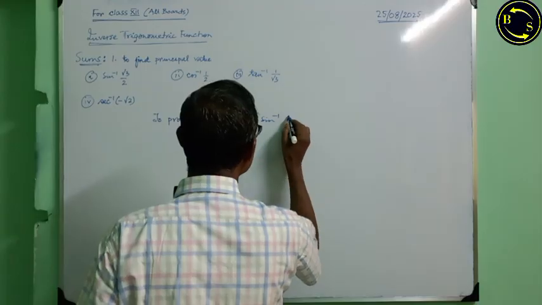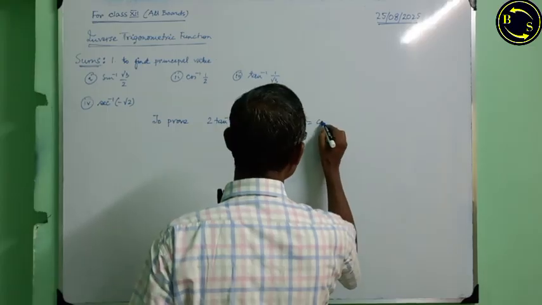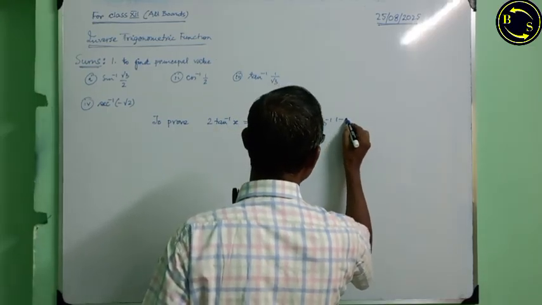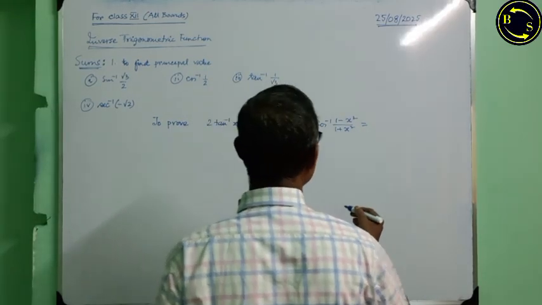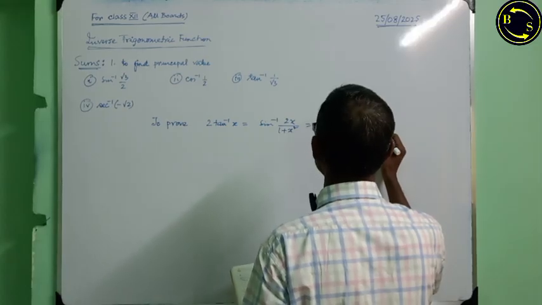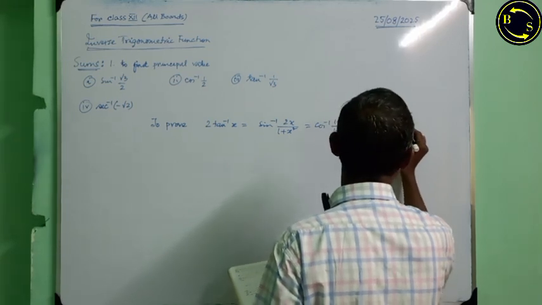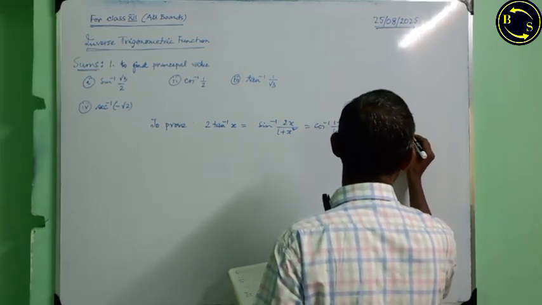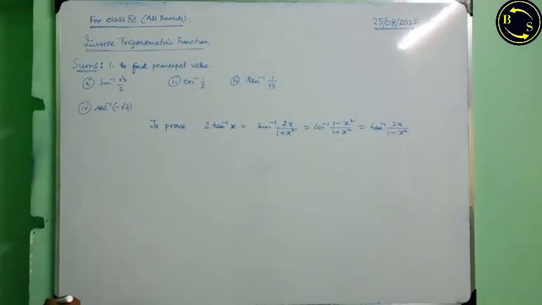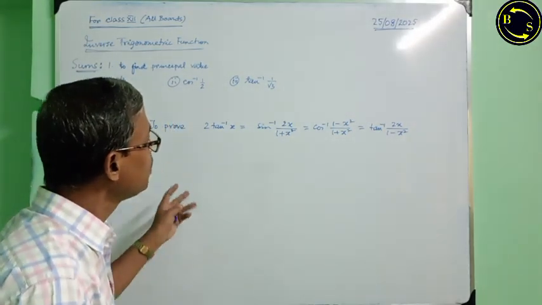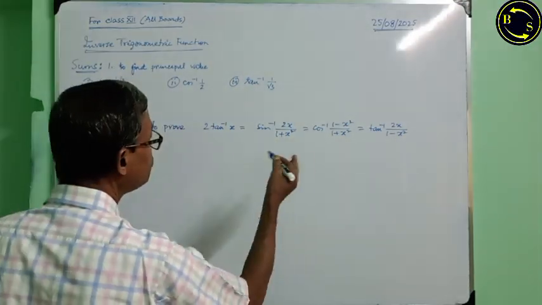sin inverse 2x by 1 plus x square, that is equal to cos inverse 1 minus x square by 1 plus x square. Then we have the tan inverse form, we can also express in other inverse forms. Mainly these are used, that is why I am deducing this first.